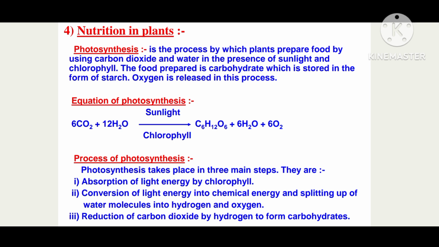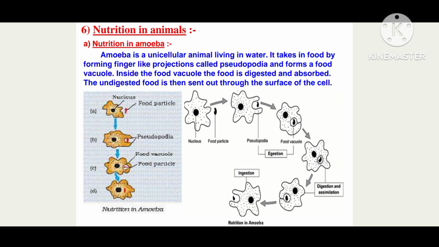I hope you all understood the equation of photosynthesis and the process of photosynthesis, how it takes place inside the plants. Now let us learn about the nutrition inside the animals.